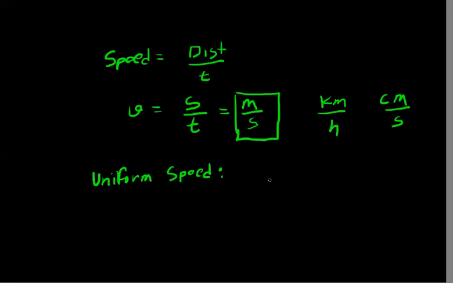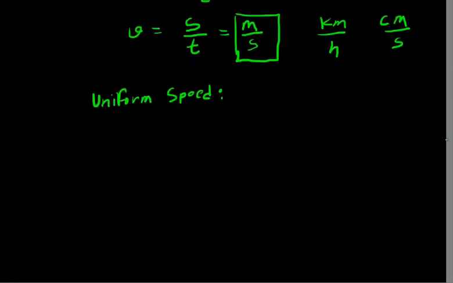A body is said to be moving with a uniform speed if it covers equal distance in equal interval of time throughout its motion. Let's try to understand this with an example.